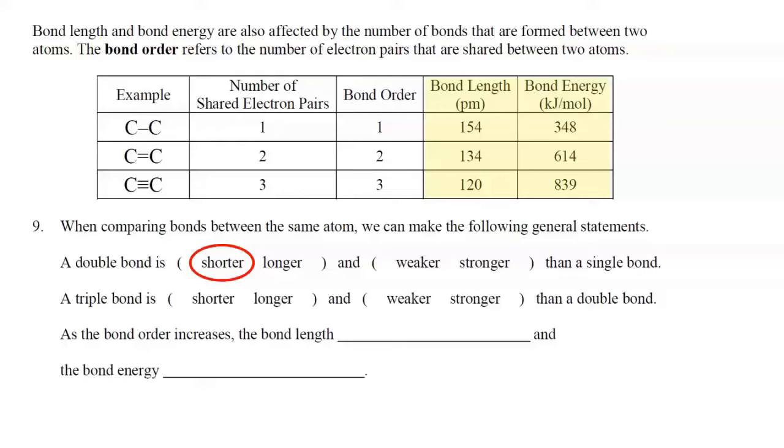Now look at the bond energy. 614 is higher than 348. So that bond requires more energy to break. It is a stronger bond.